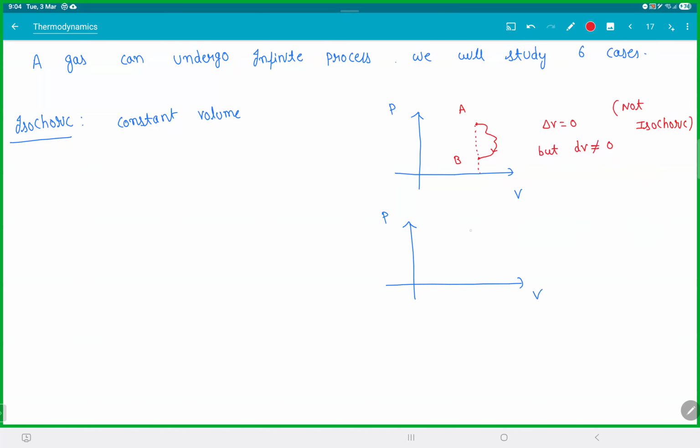So an isochoric process means the volume should never change. It does not mean you can change it and finally come back to the initial state. So this is a case where dV is 0. Automatically, if dV is 0, this implies delta V is 0. It's not the reverse. Delta V being 0 does not imply dV is 0. So if someone asks you what isochoric is, dV is 0. That's more appropriate, not delta.